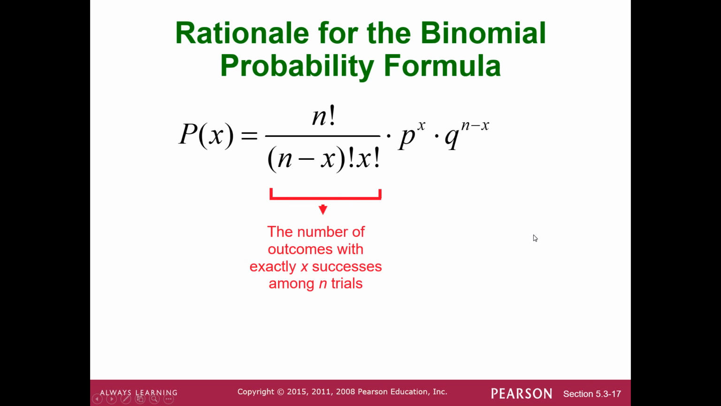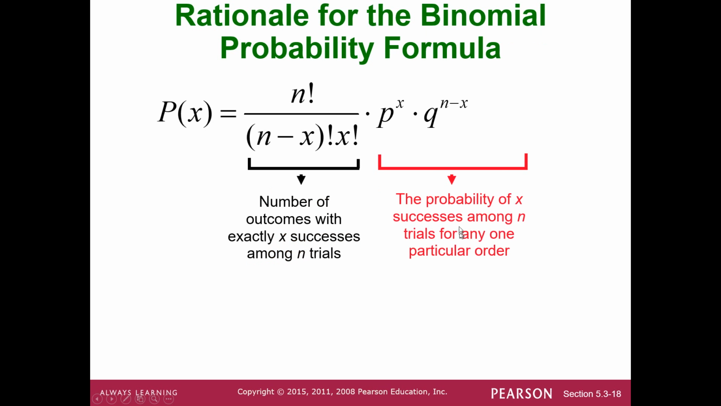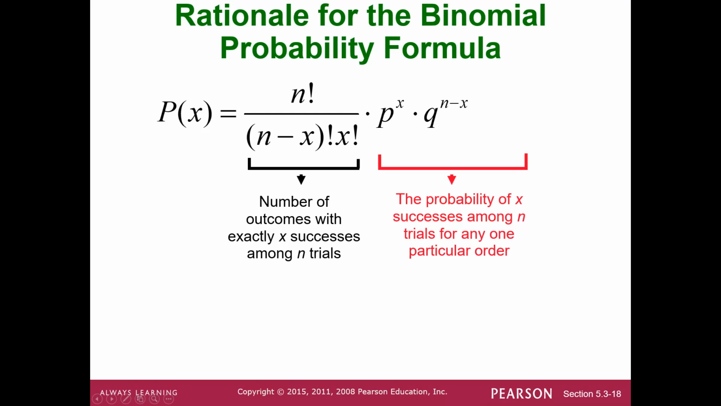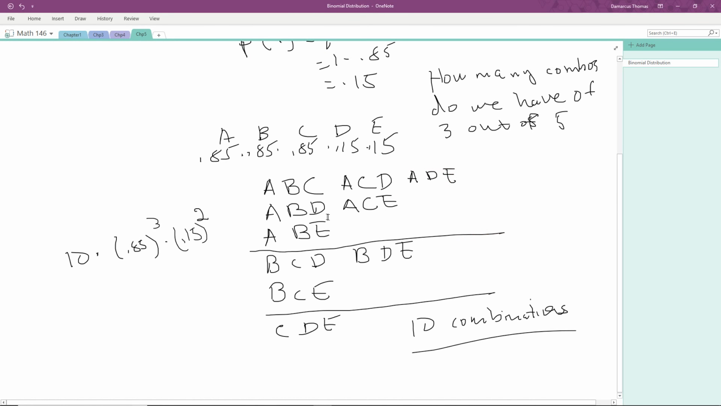Now, a word about this formula and how it really works. There are really 2 pieces that you need to be aware of in this formula. The first piece calculates the combinations, or the number of different outcomes. It's always going to be a whole number. And then this piece is where you're multiplying the probabilities: the probability of x successes among n trials for any one particular order. And that's how the formula works. Okay? So what we'll do now is take a closer look at working it out by hand again using the formula.